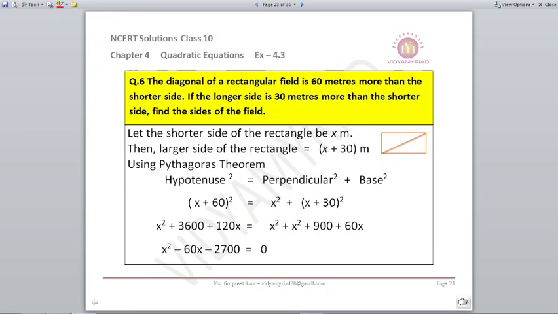Question 6. The diagonal of a rectangular field is 60 meters more than the shortest side, and the longer side is 30 meters more than the shortest side. Find the sides of the field. Now let the shorter side be x meters, so the larger side will be x plus 30 and the diagonal will become x plus 60.